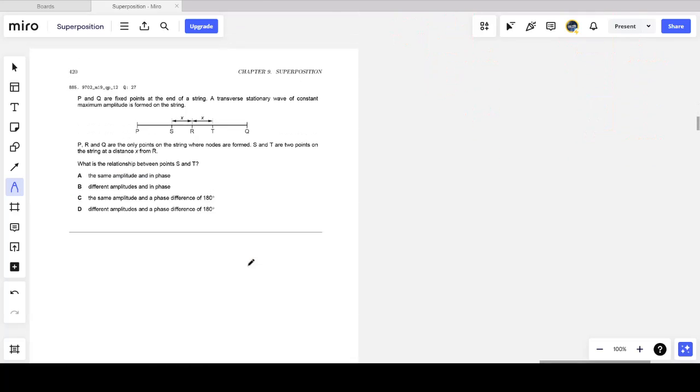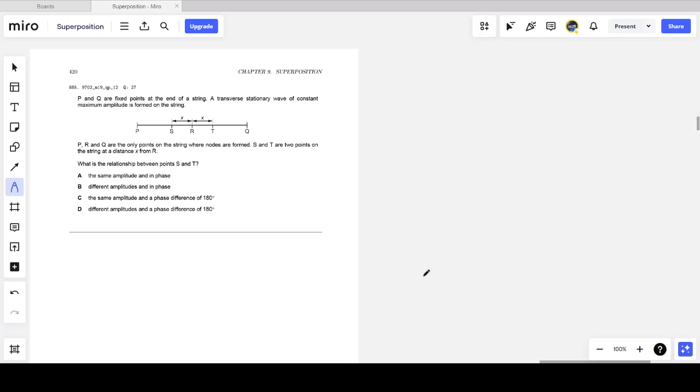The next question is 885. It's from the March 2019 exam, from question paper 1, variant 2, and it's question 27 from that paper. We're told that P and Q are fixed points at the end of a string. A transverse wave of constant maximum amplitude is formed on the string. P, R, and Q are the only points on the string where nodes are formed. S and T are 2 points on the string at a distance of x from R. And we want to know the relationship between points S and T.